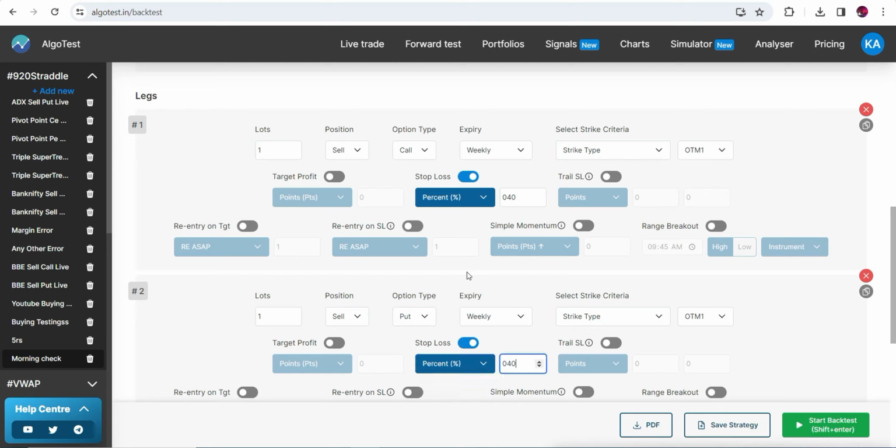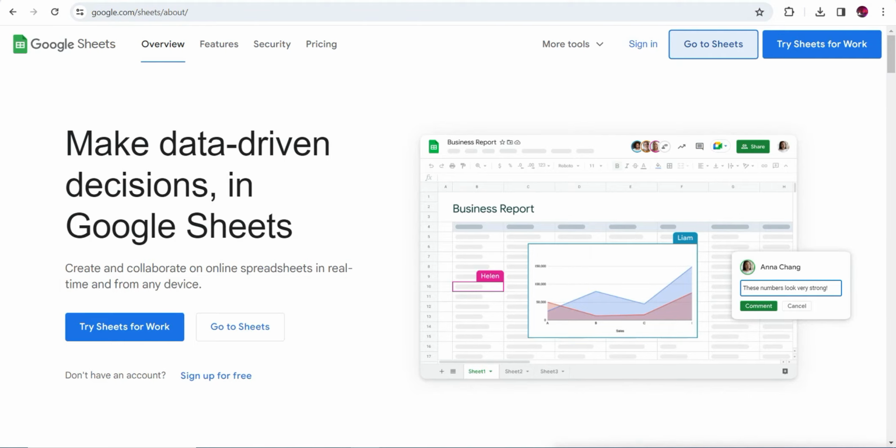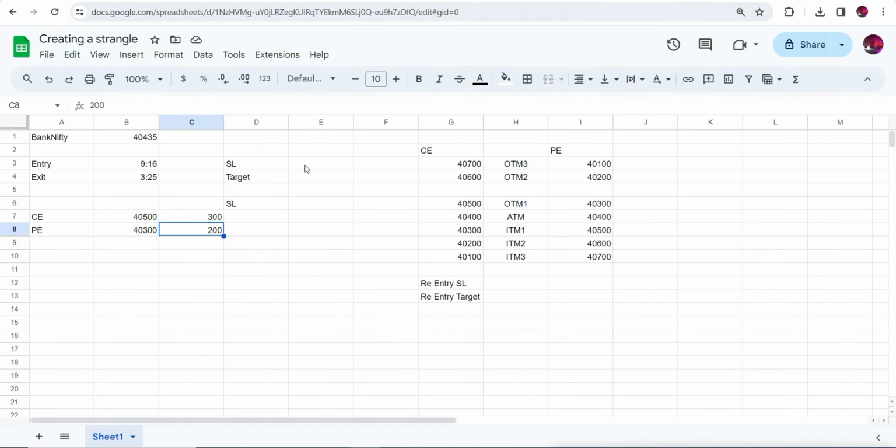So what does this stop loss 40% mean? It means that, let me explain here. Our stop loss is 40%. So 40% stop loss means 40% on call leg premium. We sold the strike at 300, so 40% of 300 is 120 points. So 120 points is the stop loss for call leg. For the put option, 40% of 200 rupees is 80 points. So for this put option the stop loss is 80 points.